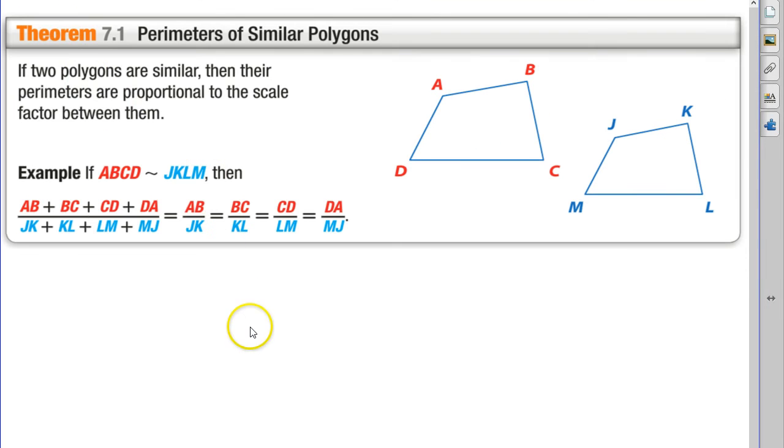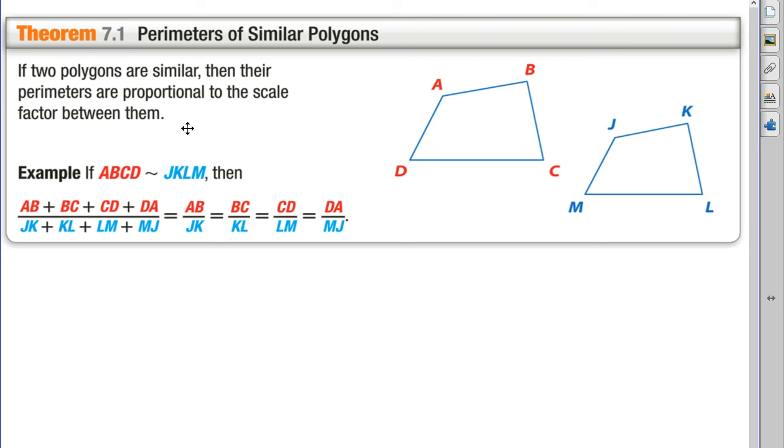Okay, the last part's just the last theorem. Basically what this is stating is, if you've got two similar polygons, you'll know a scale factor. There'll be a scale factor between AB to JK, BC to KL, DC to ML, AD to JM. There will also be a scale factor between the perimeters, and it's the same as the scale factor between the sides. So you're supposed to copy this. If you need to pause it, or copy it ahead of time from your book: if two polygons are similar, then their perimeters are proportional to the scale factor between them.